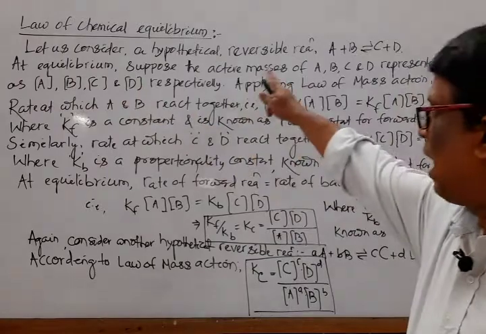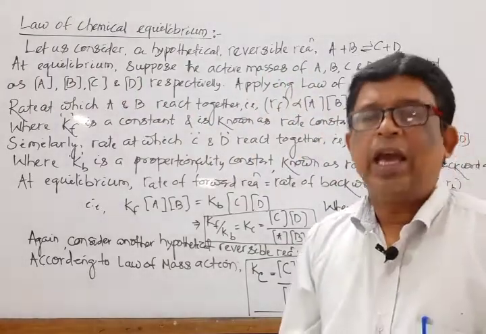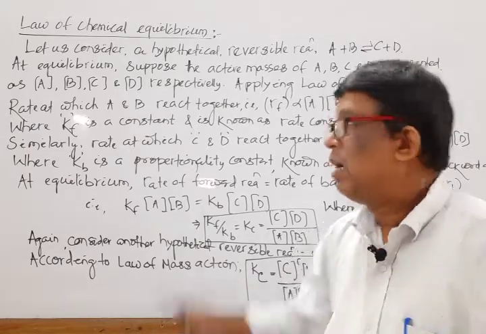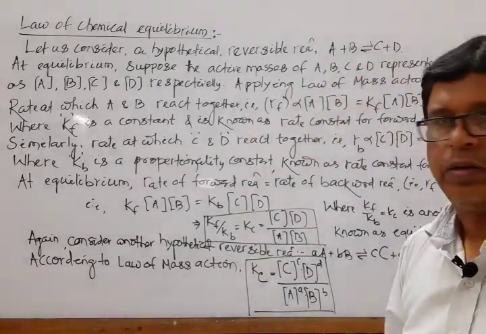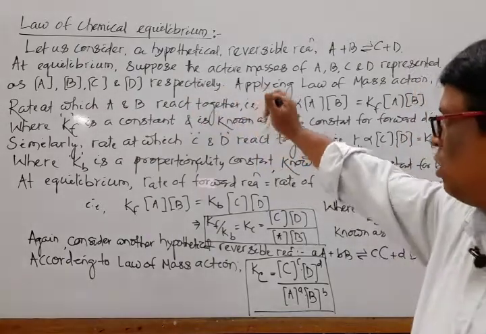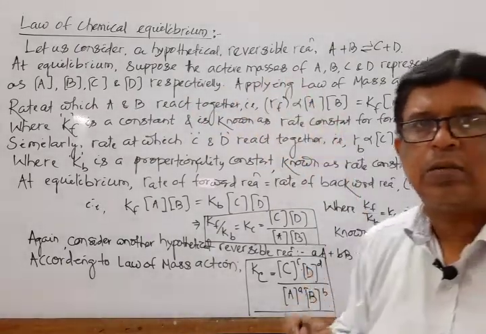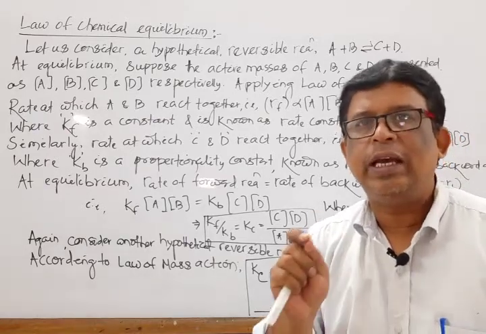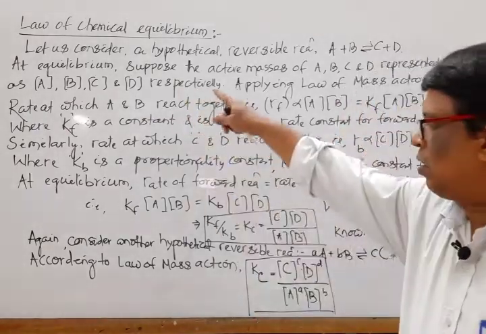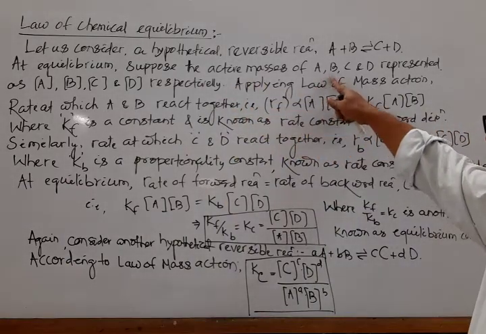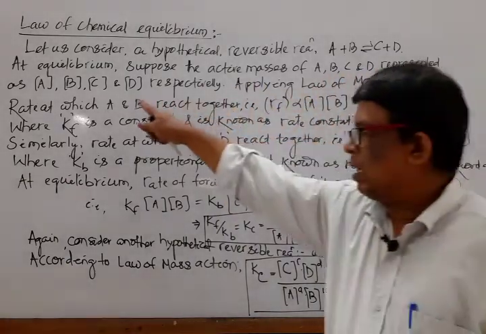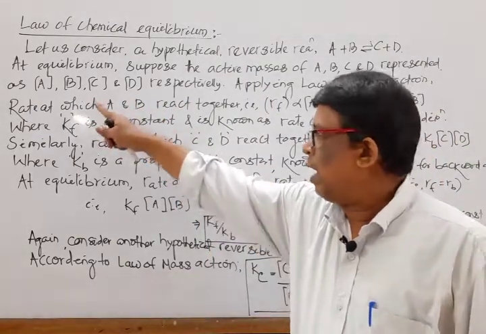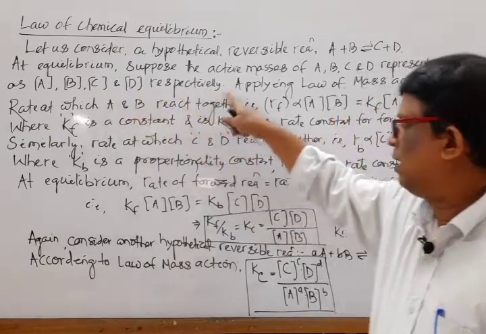Let us consider a hypothetical reversible reaction, A plus B give rise to C plus D, where A and B are known as reactants and C and D are known as products. At equilibrium, suppose the active masses, meaning molar concentration, concentration expressed in moles per liter, of A, B, C and D are represented in square brackets, known as the molar concentration of A, B, C and D respectively.